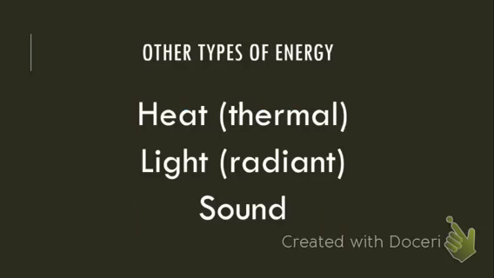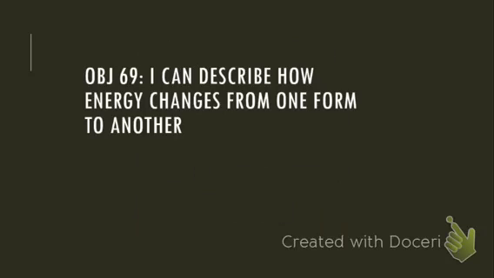Other types of energy that are available that we are just going to cover quick because you've already covered them previously. Heat energy, also known as thermal energy. Light energy is radiant energy, and of course sound energy, and you covered that in 6th grade. I think you guys covered light and sound in 6th grade, so we're not going to spend a lot of time on it. Okay, and that brings us to Objective 69, where it says, I can describe how energy changes from one form to another.